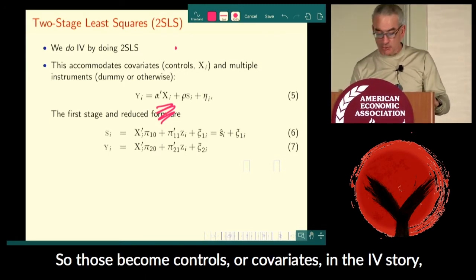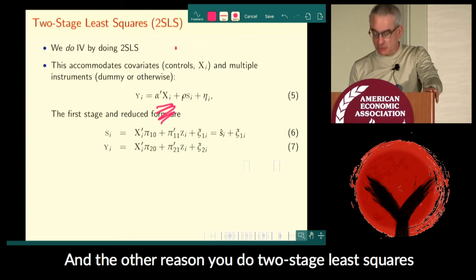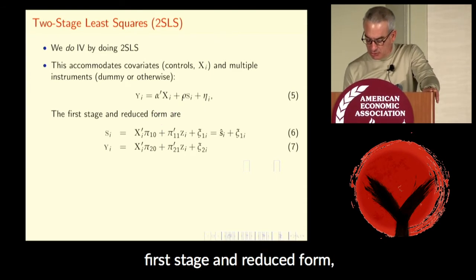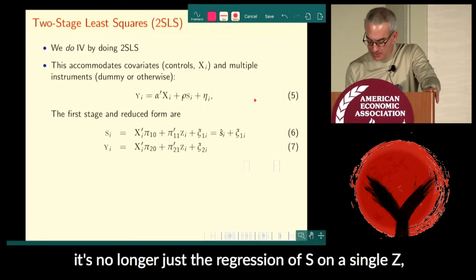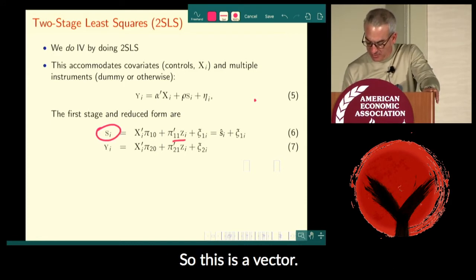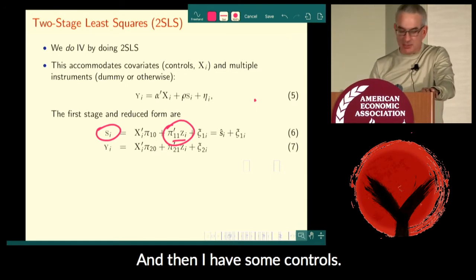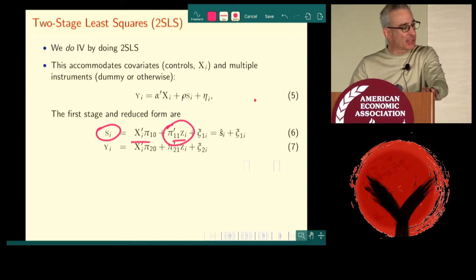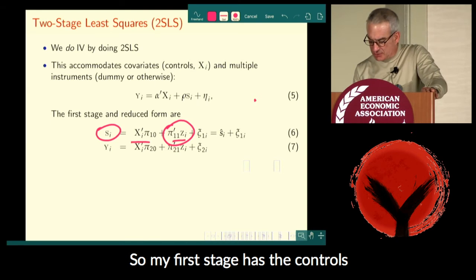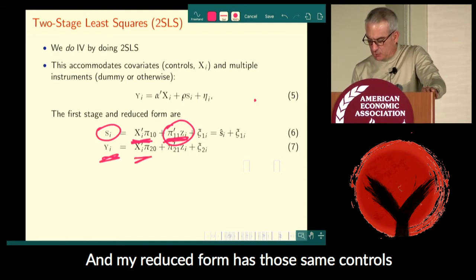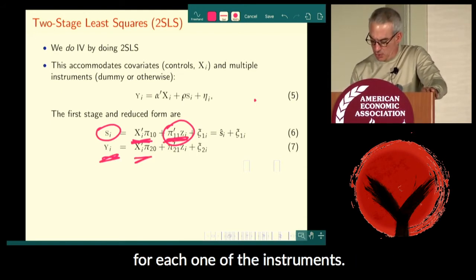So those become controls or covariates in the IV story, which I'm calling X. And the other reason you do two-stage least squares is you can have more than one instrument. So the two-stage least squares first stage and reduced form is no longer just the regression of S on a single Z, it's multiple Zs. So this is a vector. Maybe I have capital K Zs. And then I have some controls. So now I have covariates. So my first stage has the controls and then maybe multiple Zs. And my reduced form has those same controls, and there's a reduced form coefficient for each one of the instruments.